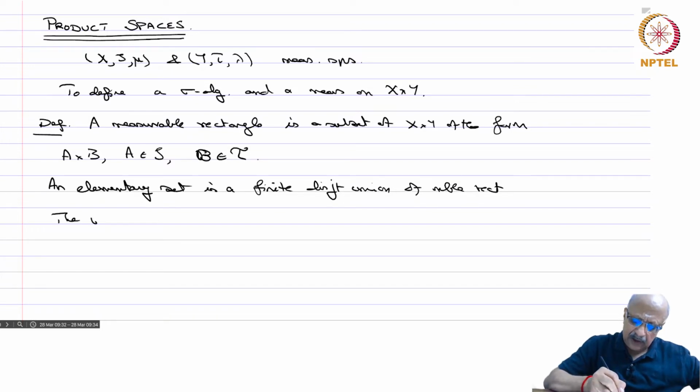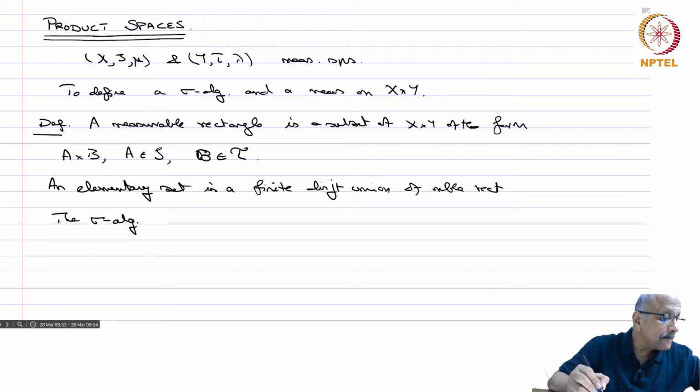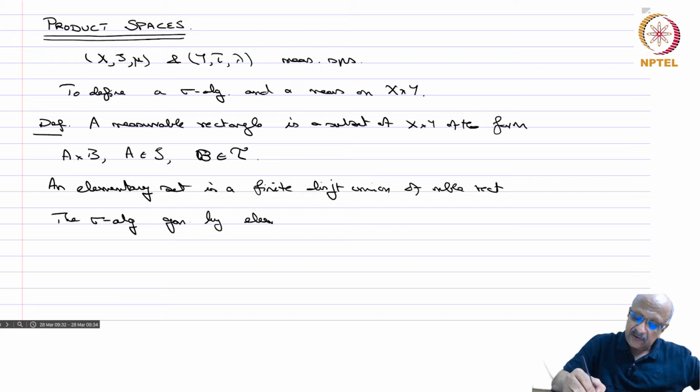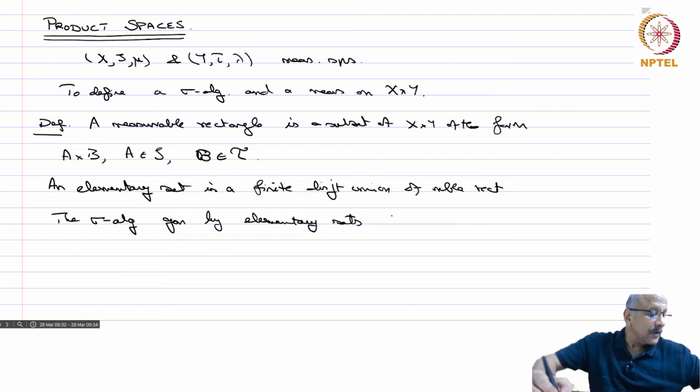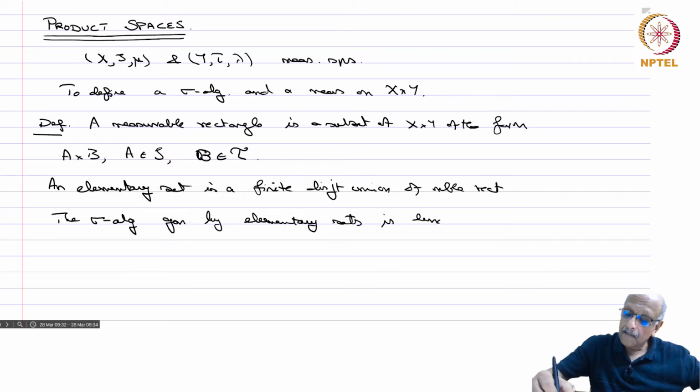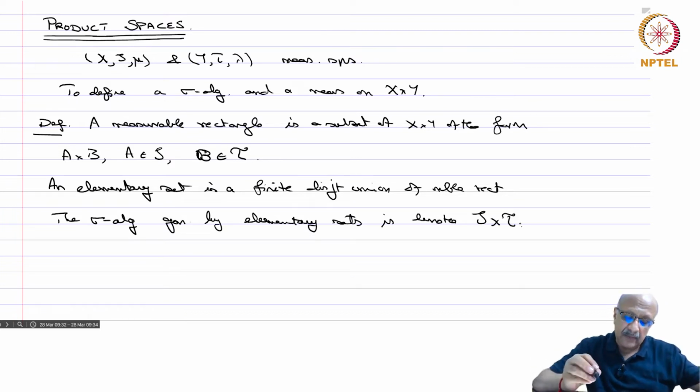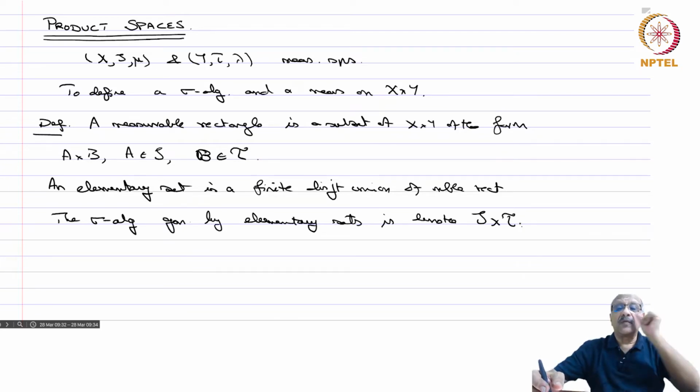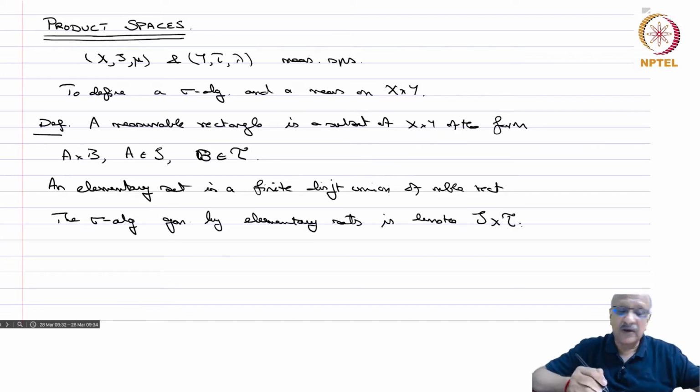The sigma algebra generated by elementary sets is denoted S cross T. So S cross T is a sigma algebra on X cross Y, and it is generated by the elementary sets. The elementary sets are the finite disjoint unions of measurable rectangles, which are just products of sets taken from the two individual sigma algebras.